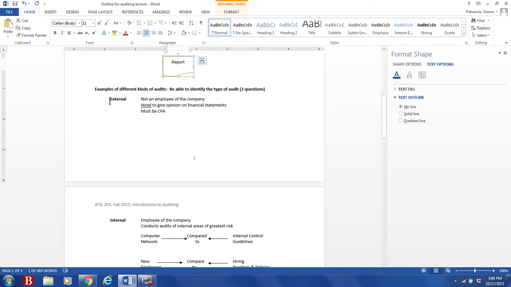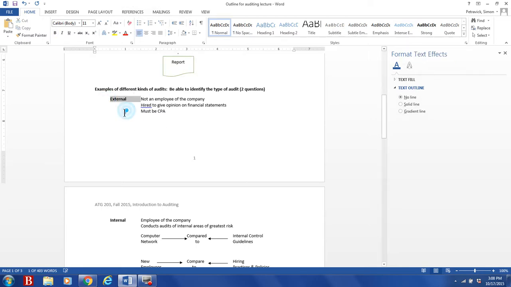So the first type of audit I'm mentioning is called an external audit, and this is an audit that must be done by a CPA. The CPA is hired to give an opinion on financial statements, and the reason that a company uses an independent CPA rather than an employee is so that the users of the audit report could have more faith in it.